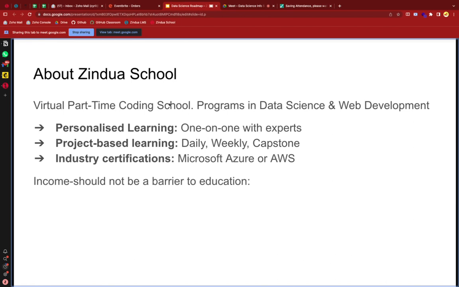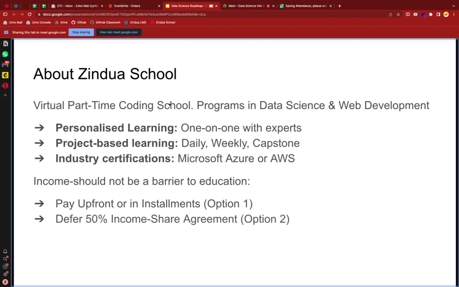The most important layer for us is we believe that income should not be a barrier to education. And that's why we offer the best fees in the coding market in Kenya at the moment. So the first option people usually have is you can either pay for the program upfront or in installments. Because we break down the program into 5-week modules, you can pay in 5 installments, or you can pay it all upfront and save 20% of the cost.